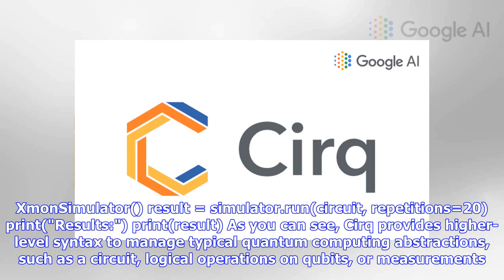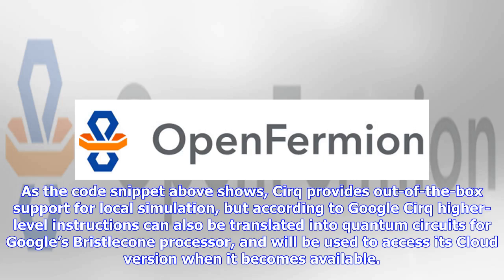As you can see, CIRQ provides higher-level syntax to manage typical quantum computing abstractions, such as a circuit, logical operations on qubits, or measurements. As the code snippet above shows, CIRQ provides out-of-the-box support for local simulation, but according to Google, CIRQ higher-level instructions can also be translated into quantum circuits for Google's Bristlecone processor, and will be used to access its cloud version when it becomes available.